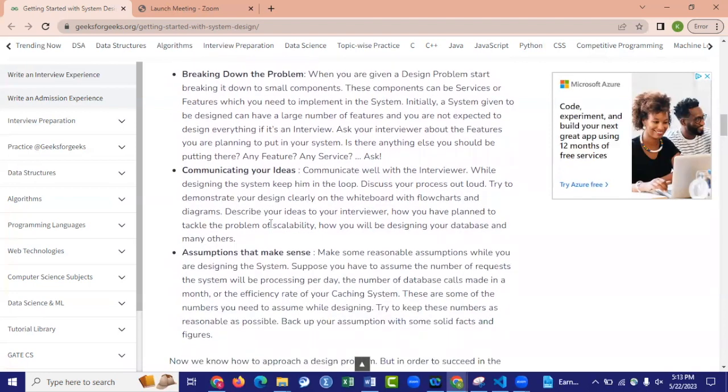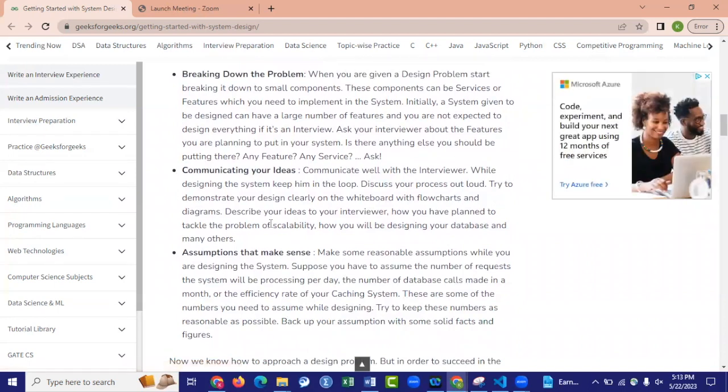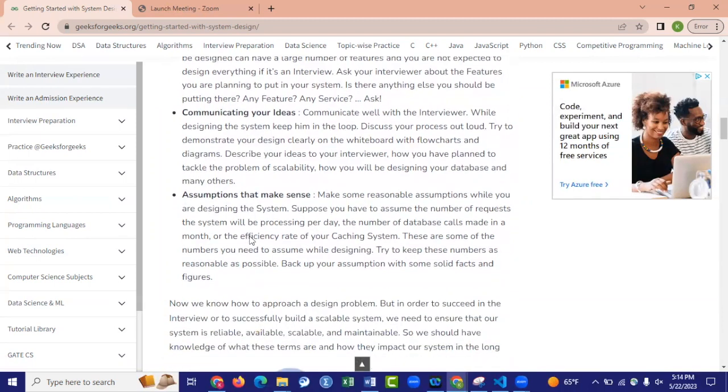And the third point is to make assumptions that make sense. Make some reasonable assumptions while you are designing the system. Suppose you have to assume the number of requests that will be processed per day, the number of database calls made in a month, and the efficiency rate of your caching system. So these are some of the numbers you need to assume while designing, and try to keep these numbers as reasonable as possible. Back up your assumptions with some solid facts and figures.